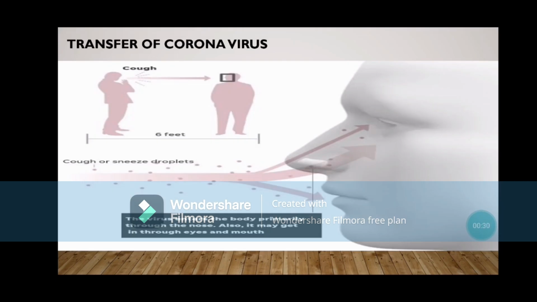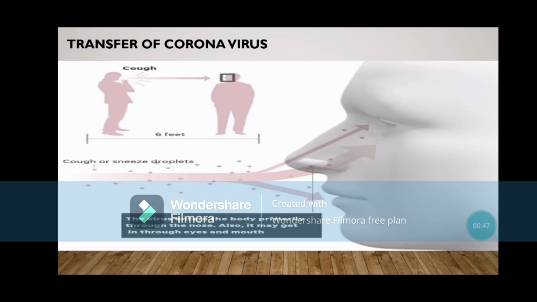Let's have a look at this diagram. A person is coughing or sneezing and the other person is 6 feet away. So cough or sneeze droplets are reaching the other person's eyes, nose and mouth. As we can see, it is written that the virus enters the body primarily through the nose. Also, it may get in through the eyes and mouth.